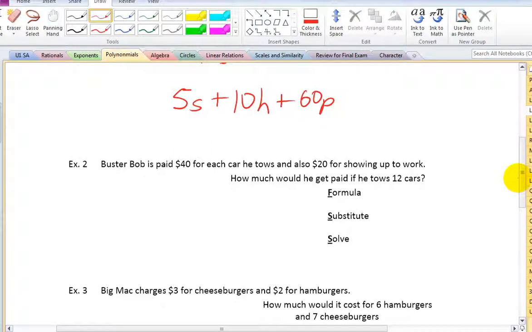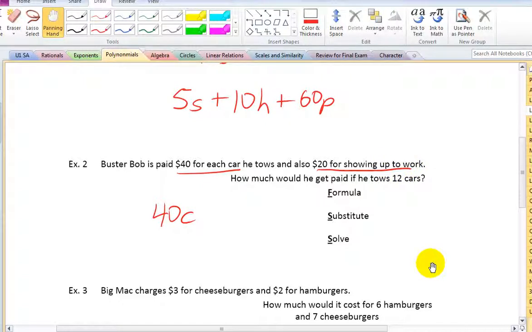So next one, Buster Bob. This one's a little bit different. He gets $40 for each car. What is that going to be? 40C, right? Multiplied by the number of cars he tows. Now here's a little bit weird. If he tows no cars, how much does he get paid? $20 just for showing up.